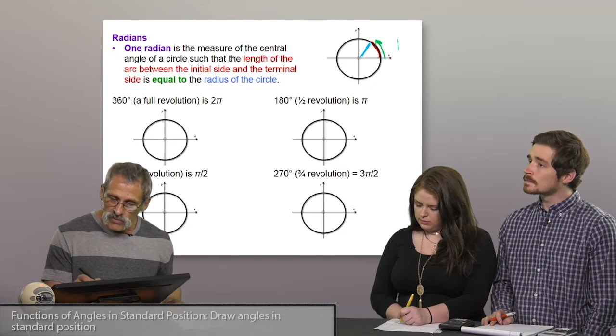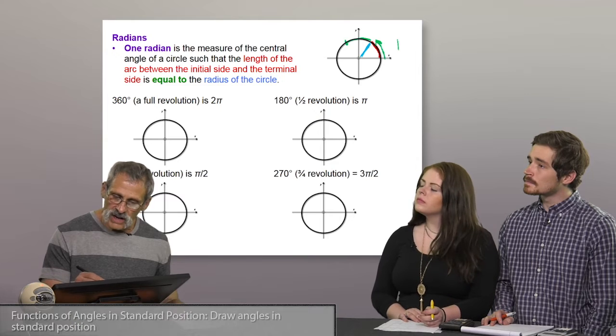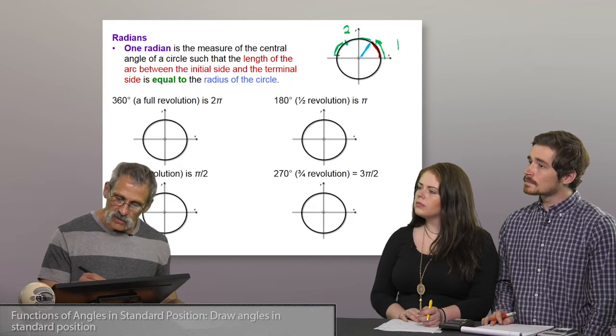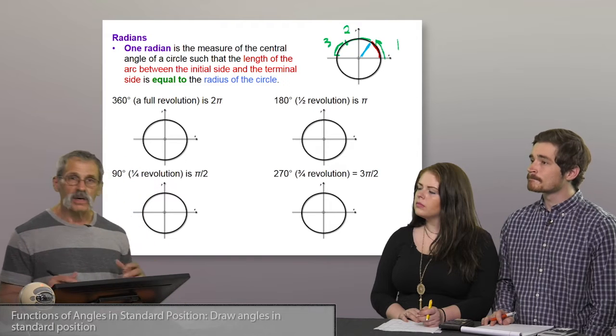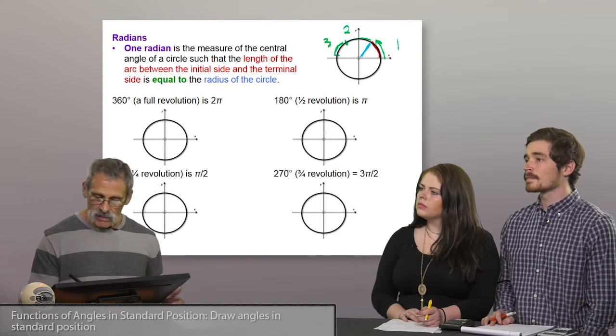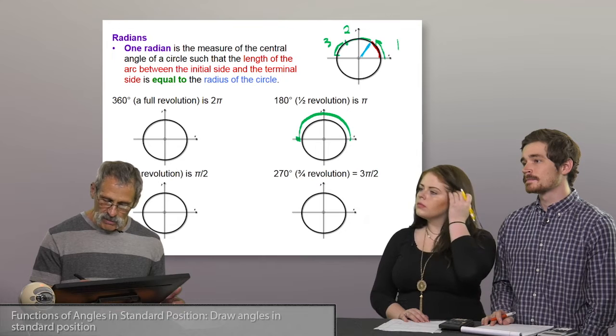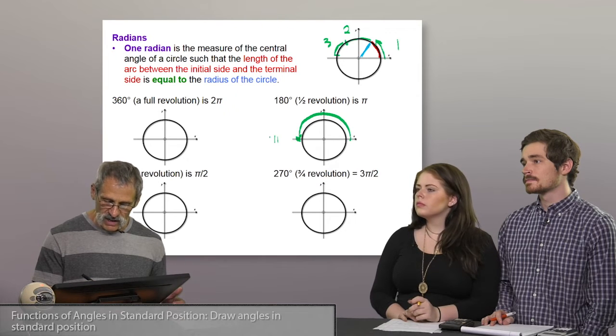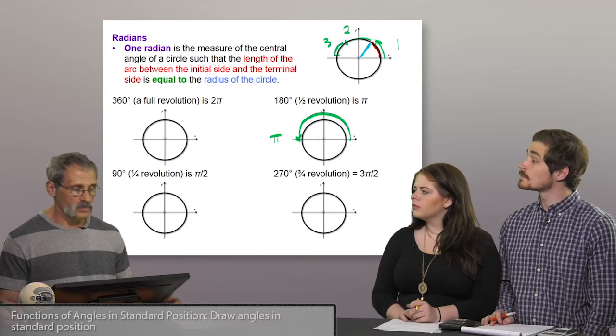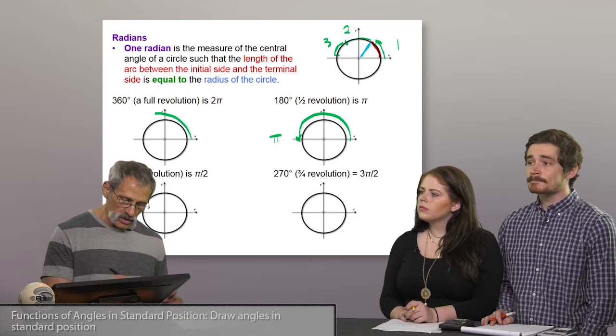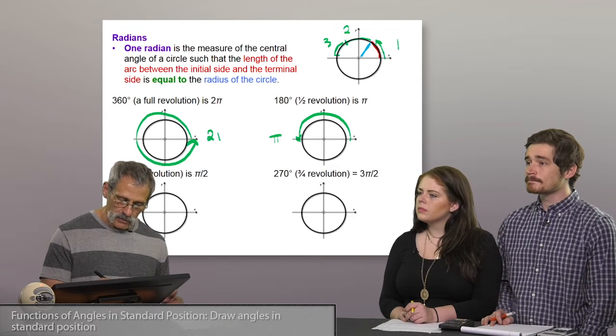So if I continue to rotate to find where 2 radians would be, and eventually 3 radians, by the time I get halfway around my circle, I'm at 3.14159 radians, and that's pi. So a complete rotation, well, that would be 2 pi.